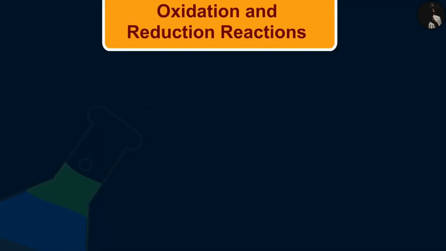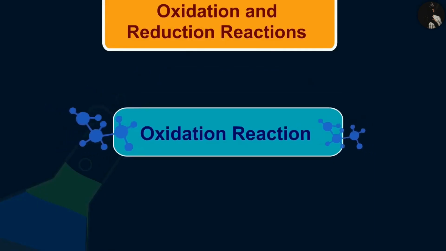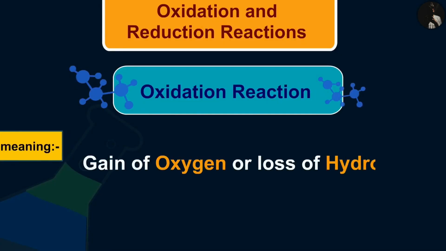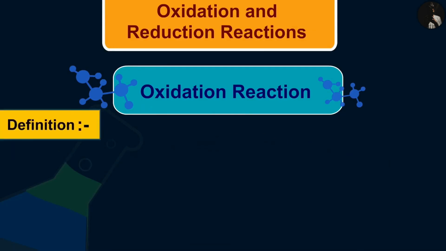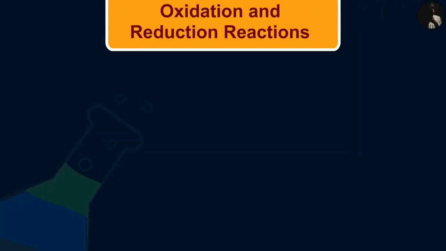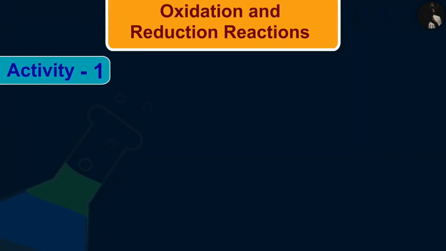Let us now begin with our topic, which is oxidation reaction. So, the word oxidation tells us that it means gain of oxygen or loss of hydrogen. So, how do we define oxidation reactions? An oxidation reaction is the addition of oxygen or removal of hydrogen. Let's understand this with the help of an activity.